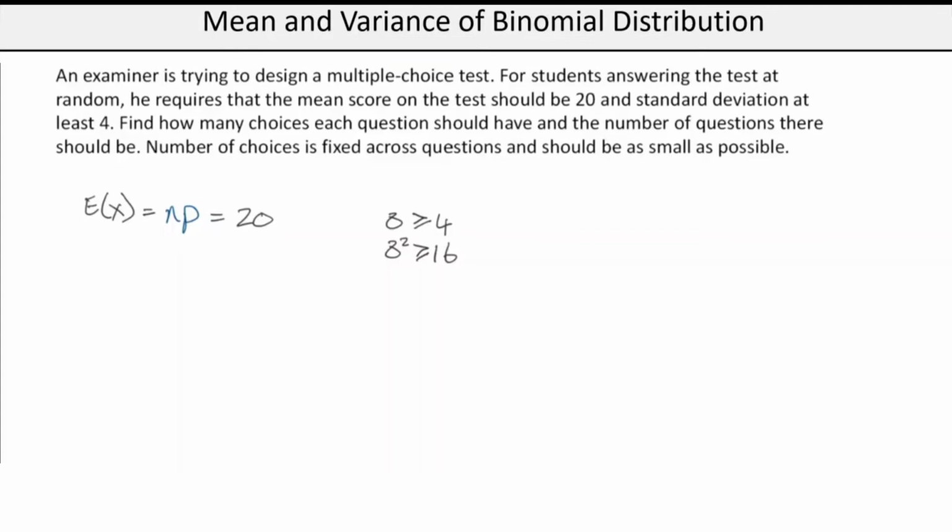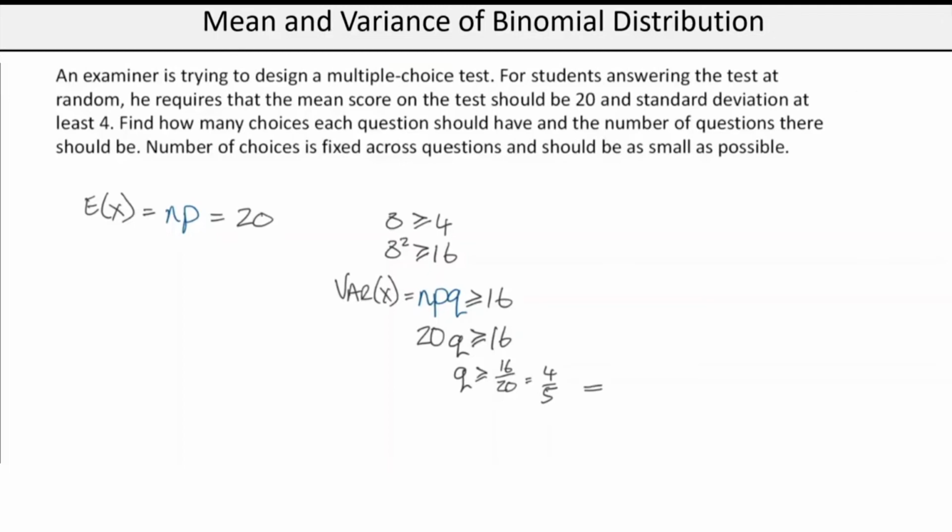Okay, sigma squared, we do have a formula for that involving NPQ. So I can say that NPQ should be greater than or equal to 16. Well, NP, we already have a value for NP, that's 20. Rewrite this, 20Q is greater than or equal to 16. Q, the probability of getting a question wrong, should be greater than or equal to 16 over 20, 4/5. So Q is set at 4/5.